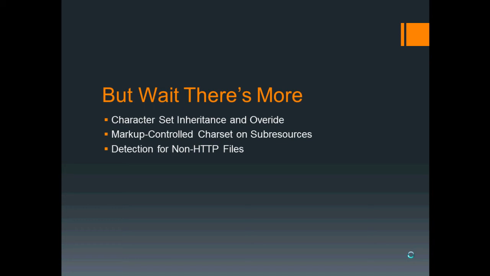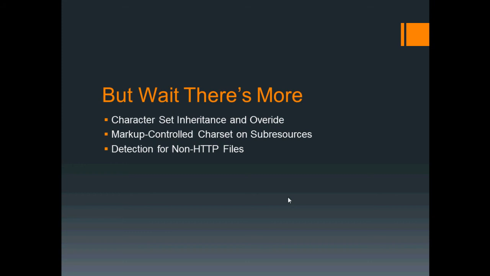Next one, markup control char set on sub-resources. So things like style sheets and scripts. The problem in this is encoding specified by the markup overrides HTTP data. This really only occurs in Internet Explorer 6 though, so even though that's still a popular browser because of businesses that still have that around, this is less worrisome than it was.